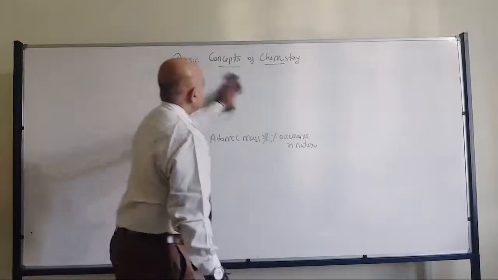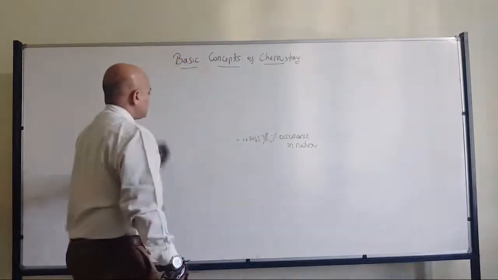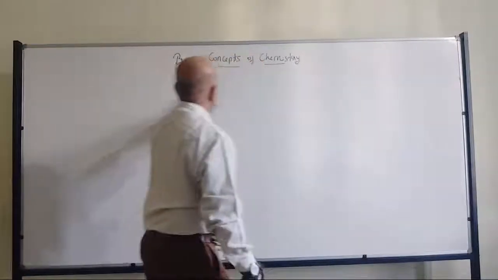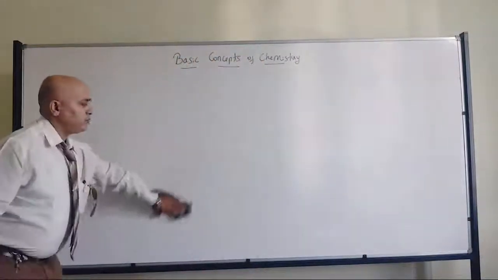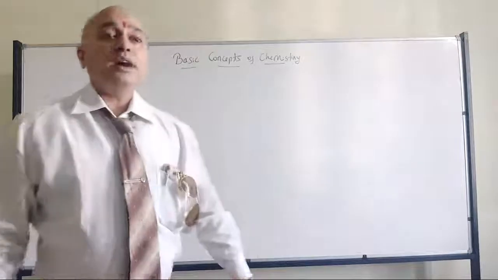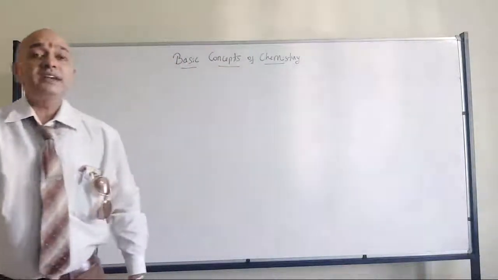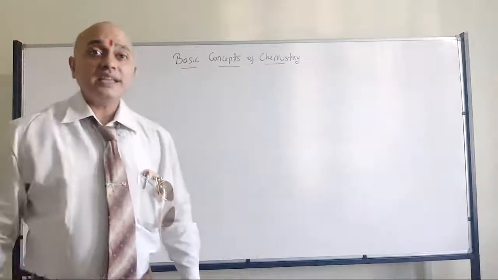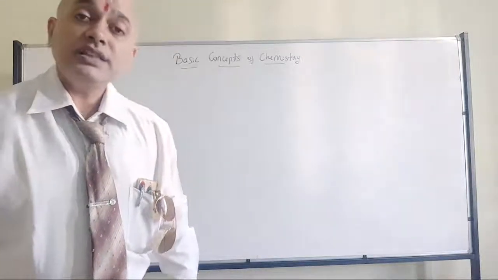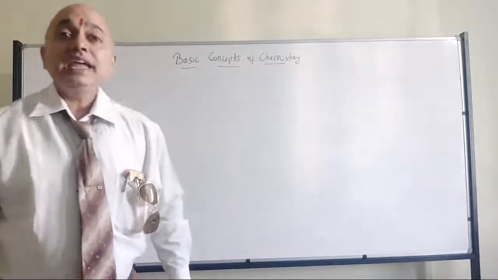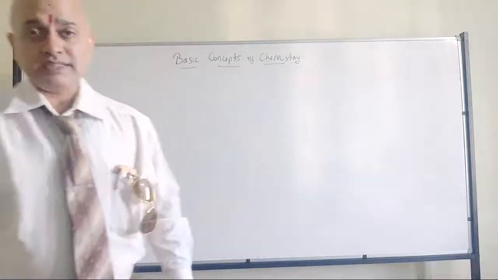So that's where the average atomic mass of carbon is approximately 12.011, because we have 3 isotopes of carbon and their percent occurrence in nature is also variable. Therefore it has 12.011 as the average atomic mass.